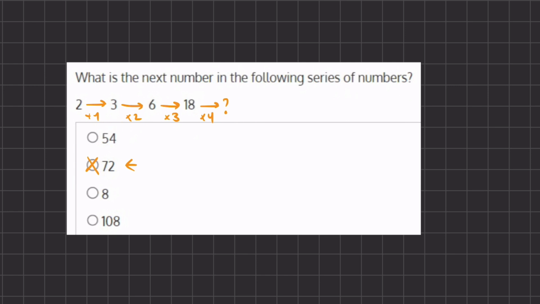We could think about these transitions as the multiplication of the two previous numbers in the series to get to the next number. That means that 2 times 3 gives us 6, and 3 times 6 gives us 18. So if we continue this pattern, if we multiply 6 by 18, we get 108, which is the next number in our series and corresponds with answer D.